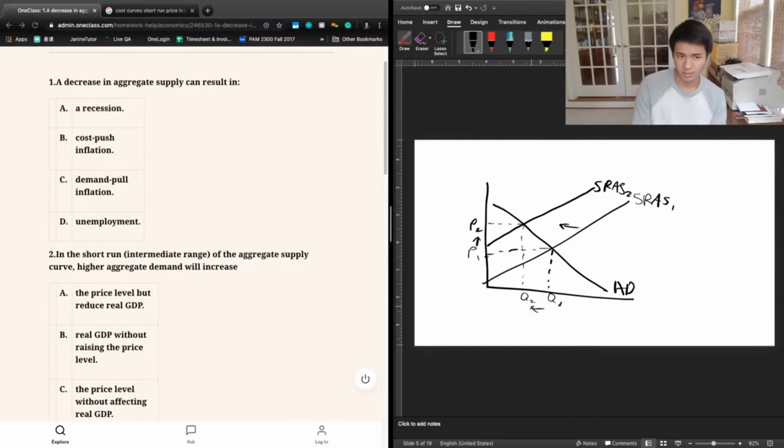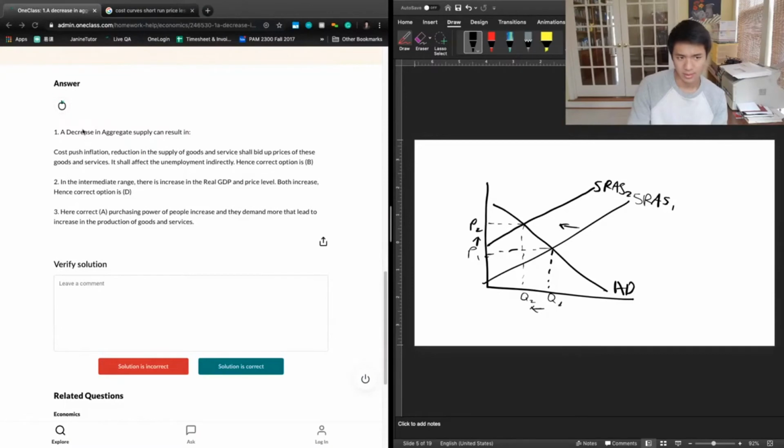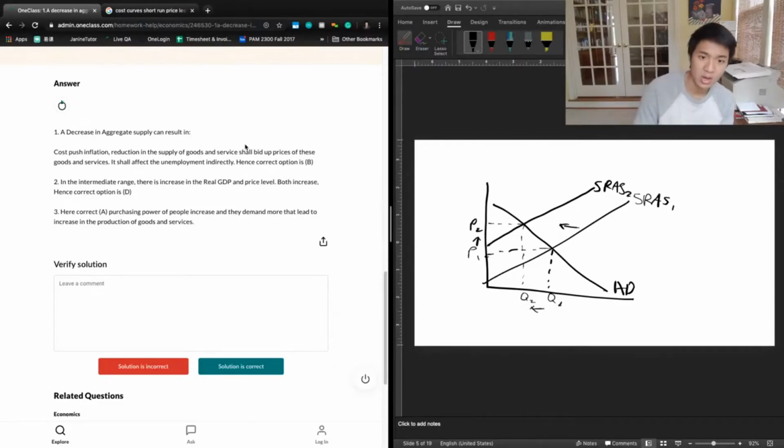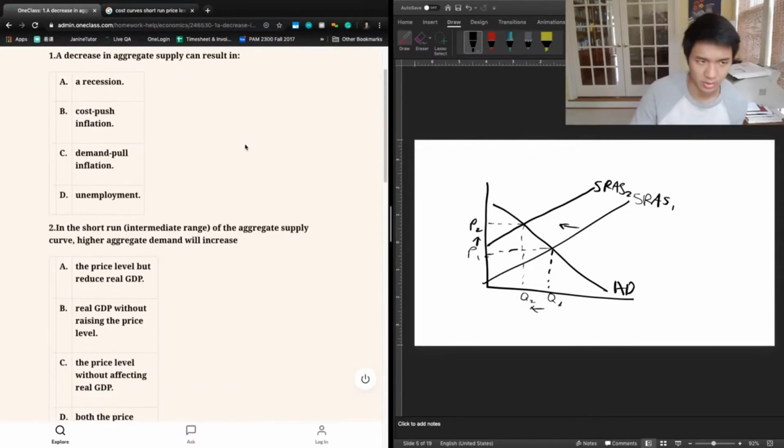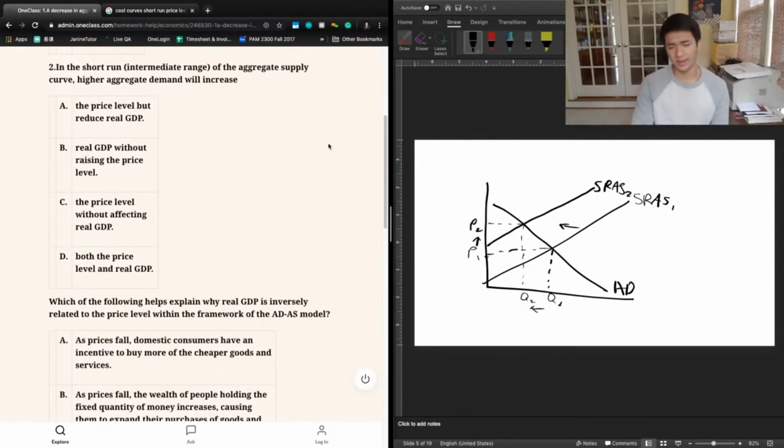A decrease in aggregate supply can result in cost push inflation. And the previous tutor also says cost push inflation, reduction in the supply of goods and services shall bid up prices of these goods and services. It shall affect unemployment indirectly, hence the correct option is B. So yes, this is going to be our correct answer here. Let's take a look at the next question.